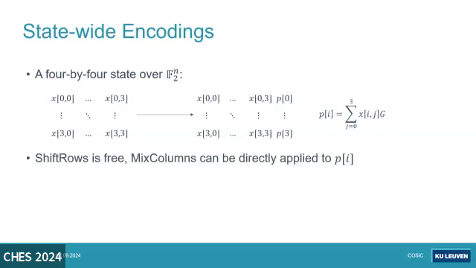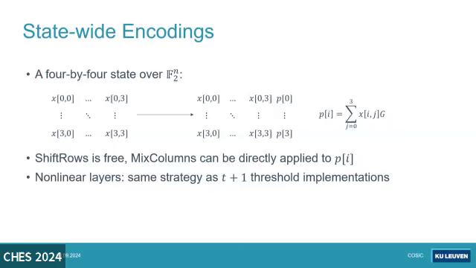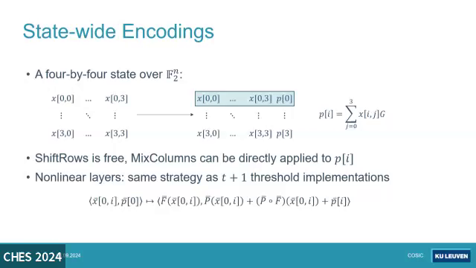In this case, we know ShiftRows is free because we are not changing anything in the construction of a row. And MixColumns can be directly applied to the parity column. So this is also quite cheap. For nonlinear layers, it's going to be the same strategy as with t+1 threshold implementations. We're going to compute the function on each of the state elements. For the parity part, we're going to compute the function and take the parity bits of it, and then we're going to add the existing parity bits just to satisfy the correctness of it.